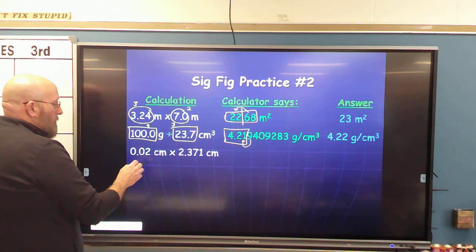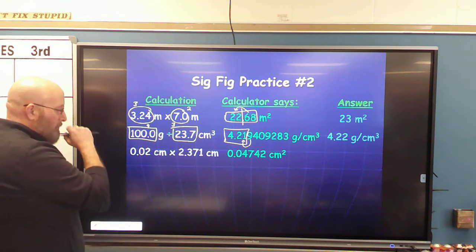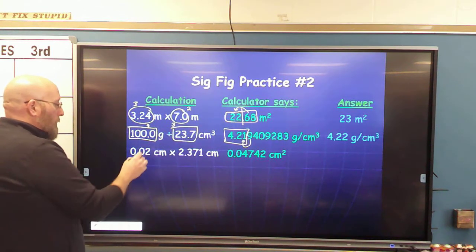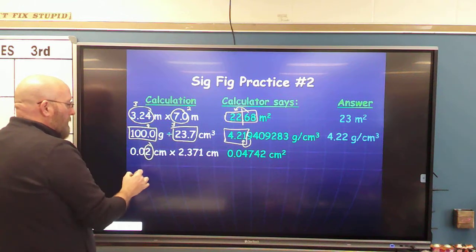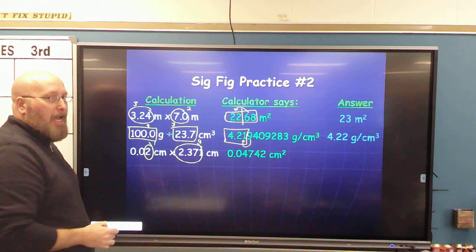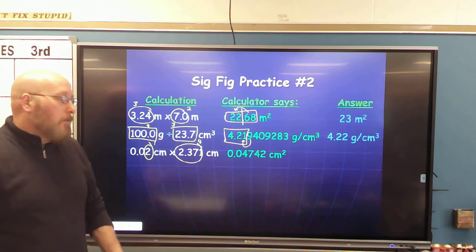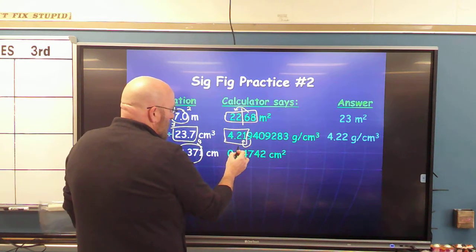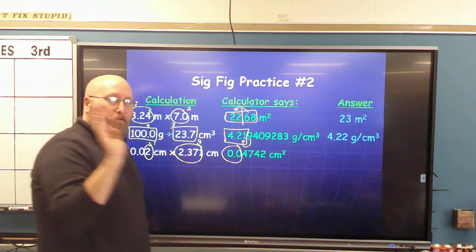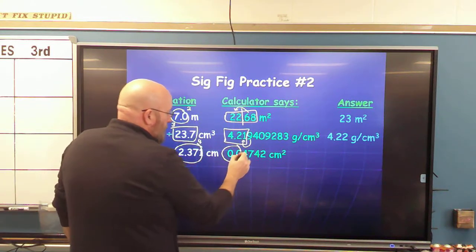0.02 centimeters times 2.371 centimeters. This is what I get, 0.04742 square centimeters. Again, only 1 here and 4 there. So my answer has to have one significant figure. Now the thing is, these aren't statistically significant anyway, are they? So those leading zeros, they don't count in the first place. So we ignore those. We look right here.